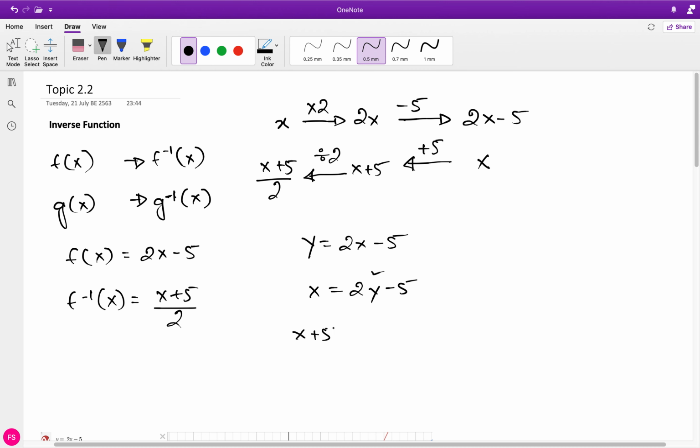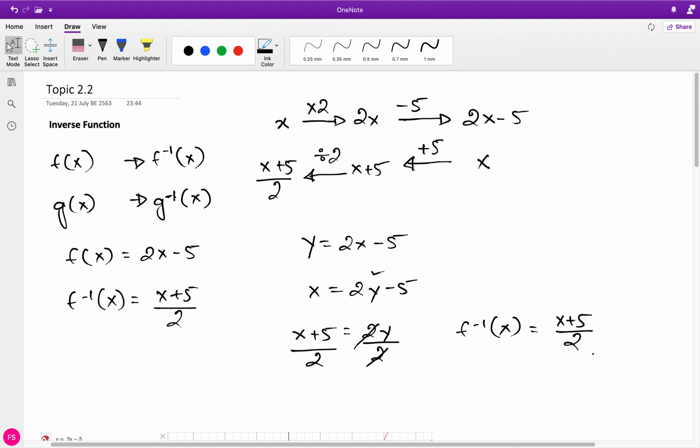I'm going to move this -5 to the other side. I will have x plus 5 equals 2y. And because I just want this y to be the subject, I'm going to divide both sides by 2. As a result, you will have y equals x plus 5 over 2. But note that this y is not really the y. This is the inverse of the function. So I'm going to write f inverse of x equals x plus 5 over 2.